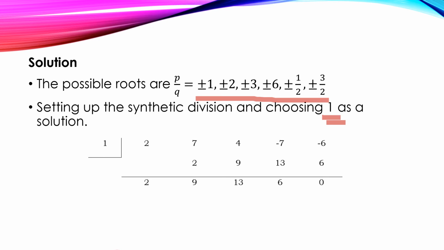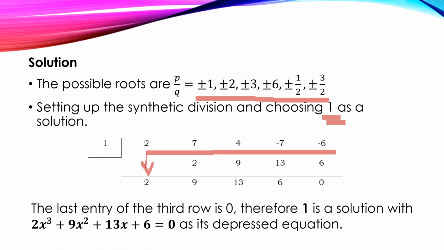Okay, so if you're going to use 1, dito sa ating synthetic division, yung ating first row are the numerical coefficients of the given equation. And then just follow the procedure for the synthetic division. You carry down the first number and then you multiply it to the possible solution and then add it to the next term. Okay, kaya yan nalalabas. At fortunately, ang dulo natin ay 0. So, the last entry of the third row is 0. Therefore, yung 1 is a solution with 2x cubed plus 9x squared plus 13x plus 6 equal to 0 as a depressed equation.